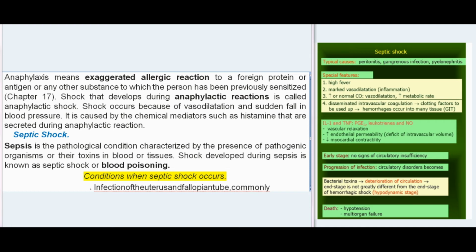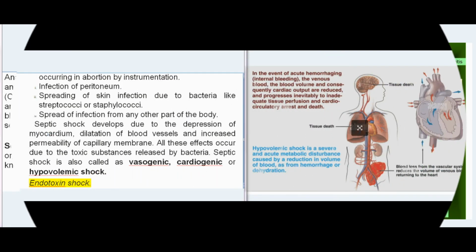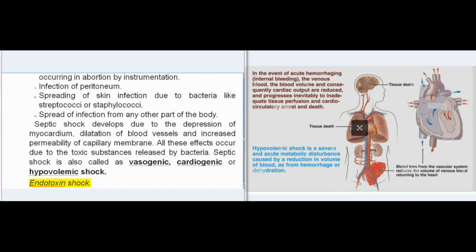Septic shock. Sepsis is the pathological condition characterized by the presence of pathogenic organisms or their toxins in blood or tissues. Shock developed during sepsis is known as septic shock or blood poisoning. Conditions when septic shock occurs. Infection of the uterus and fallopian tube, commonly occurring in abortion by instrumentation. Infection of peritoneum. Spreading of skin infection due to bacteria like streptococci or staphylococci. Spread of infection from any other part of the body.